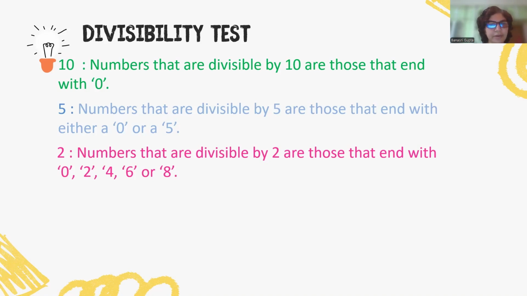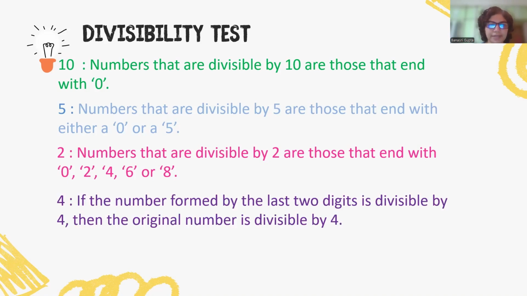Numbers that are divisible by 2 are those that end with 0, 2, 4, 6 or 8. So if the number has any of these 5 digits, it is divisible by 2. And if it has 1, 3, 5, 7, 9, then it is not divisible by 2. They are odd numbers.